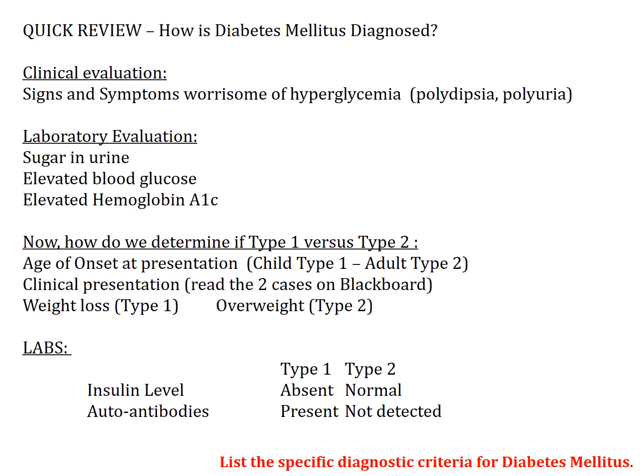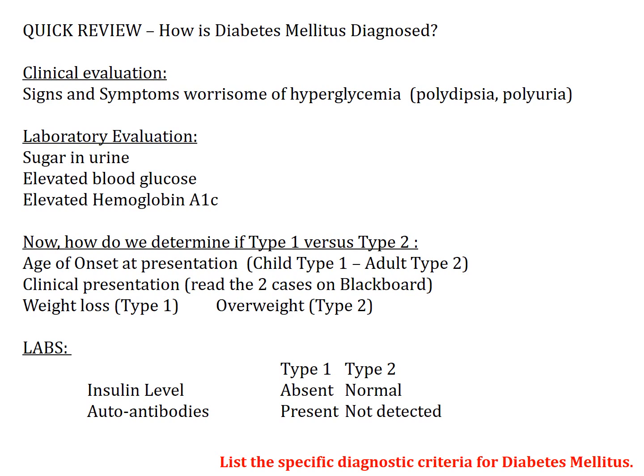Yeah. So age of onset could be tricky. Clinical presentation, be familiar with how those two cases come out, right? Type 1 diabetic is more likely to be losing weight. Type 2 diabetic is more likely to be overweight and gaining weight. And then we can look at some labs. Let's look at the difference between type 1 and type 2.